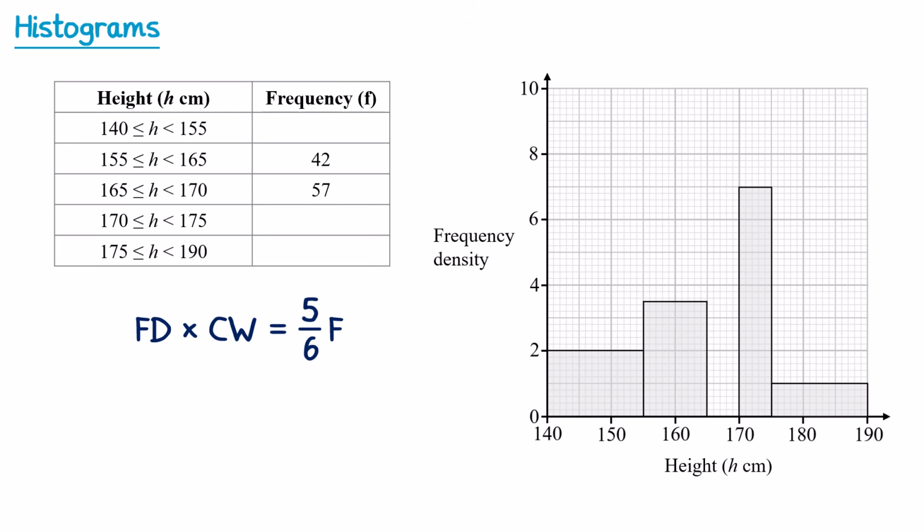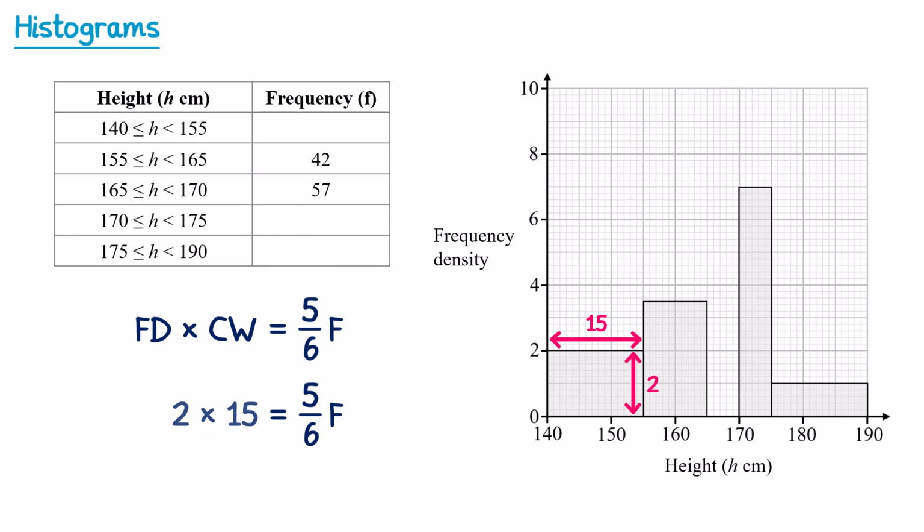This means that for this histogram, the area of the bar is actually equal to 5/6 of the frequency and not the frequency itself. We can now use this to find some more frequencies. Let's look at this bar here, which has a height or frequency density of 2 and a class width of 15. If we substitute these into the formula, 2 times 15 must equal 5/6 of the frequency.